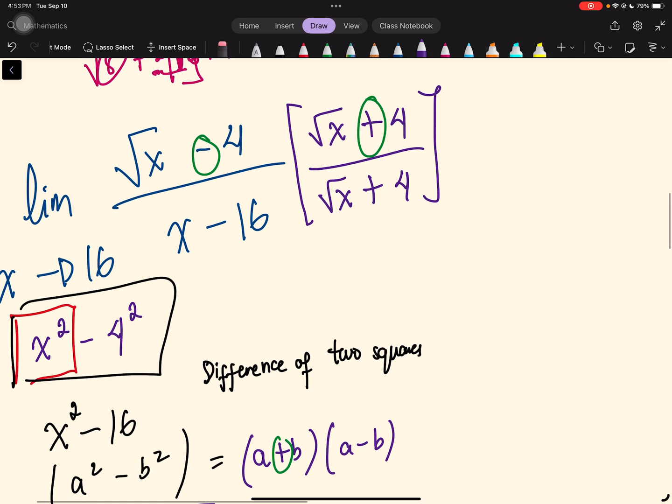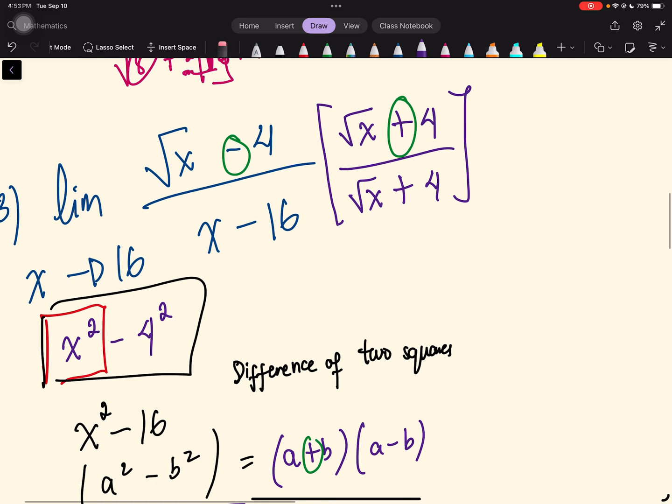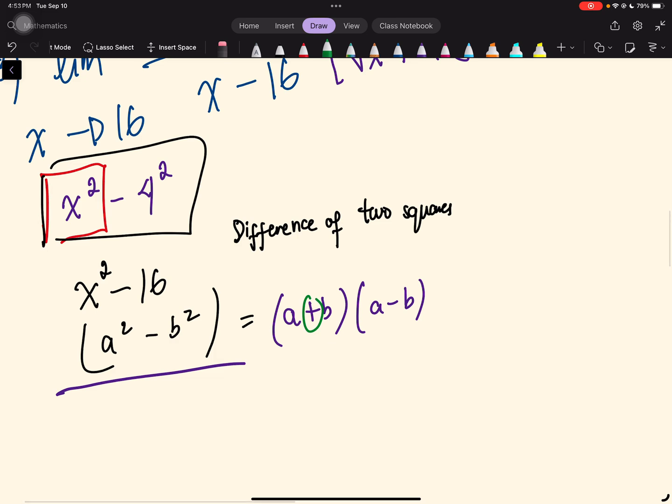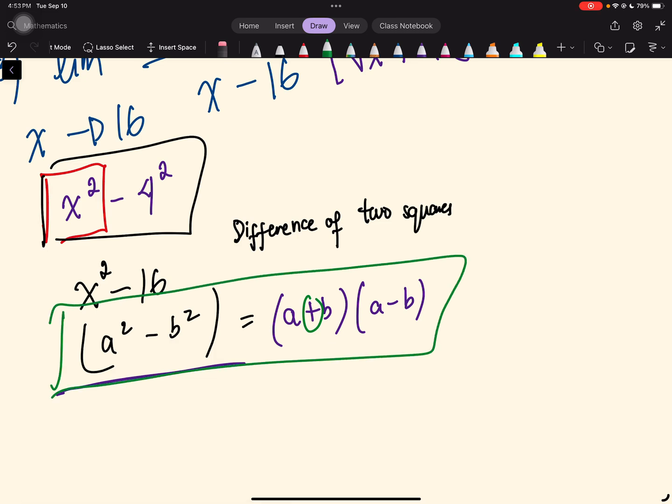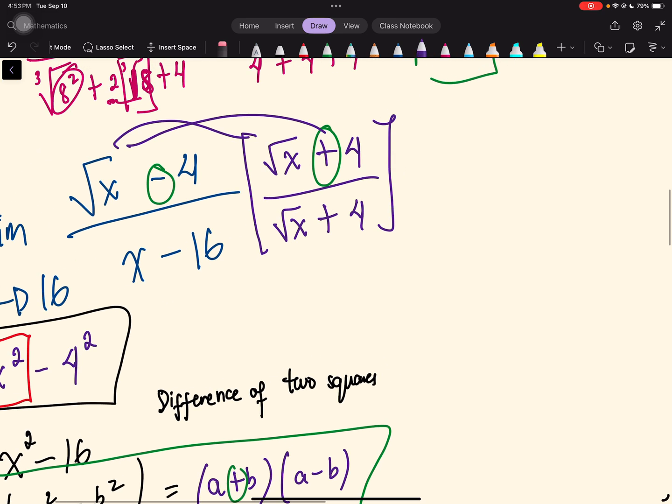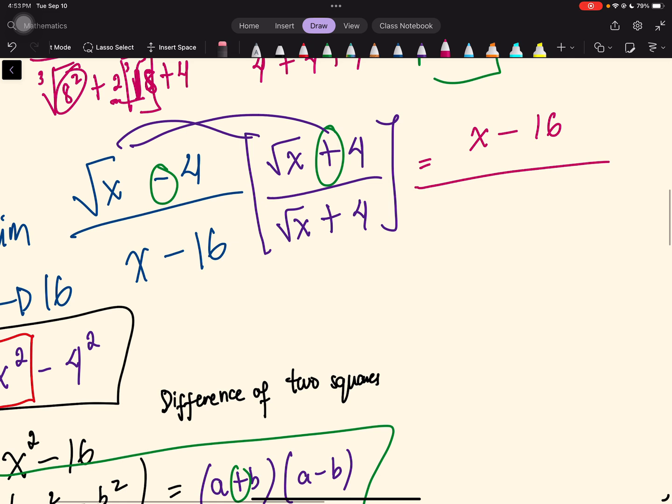Okay. So, kapag minultiply natin yan, again, no need to distribute or no need to FOIL kasi alam natin, aware tayo sa magiging product. Diba? It's just gonna be x minus 16 over x minus 16 times this bad boy here. So, that's x plus 4.